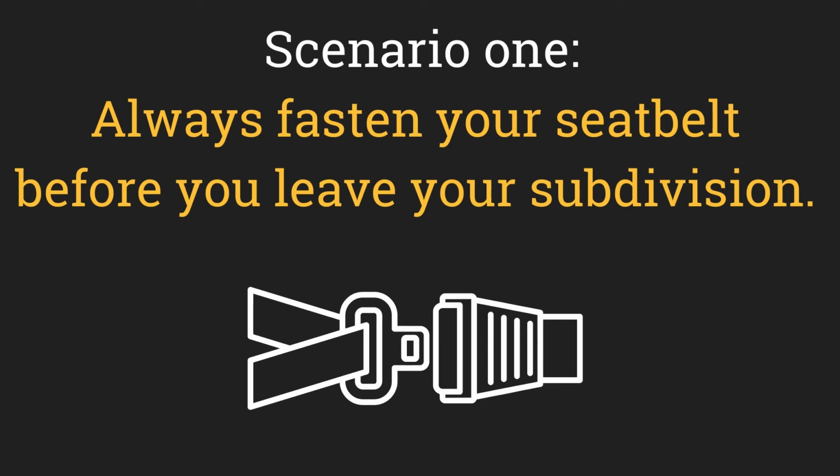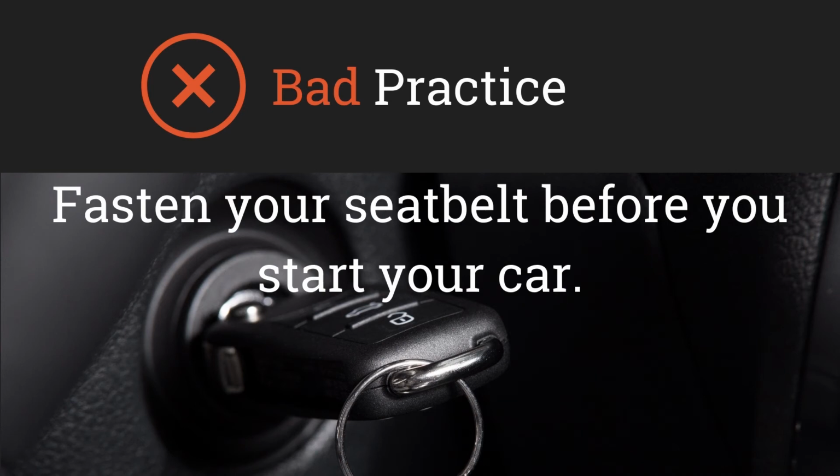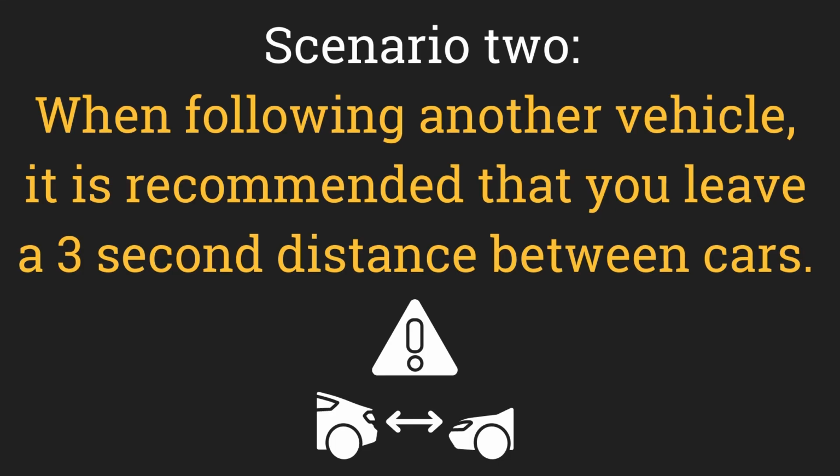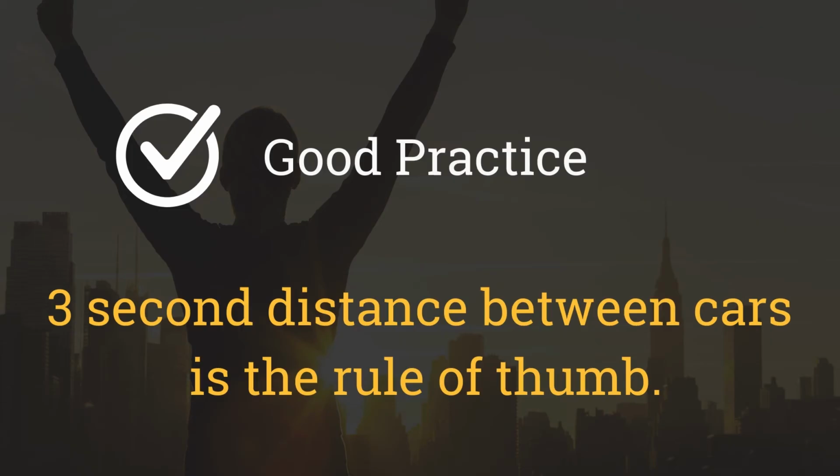Scenario 1. Always fasten your seatbelt before you leave your subdivision. This is a bad practice. Make it a habit to fasten your seatbelt before you start your car. Many accidents happen close to home. Scenario 2. When following another vehicle, it is recommended that you leave a 3-second distance between cars. This is a good practice. A 3-second distance between cars is the rule of thumb.